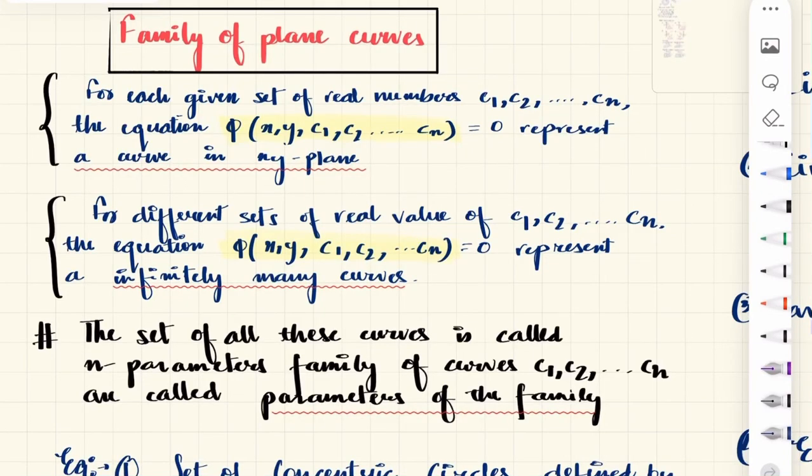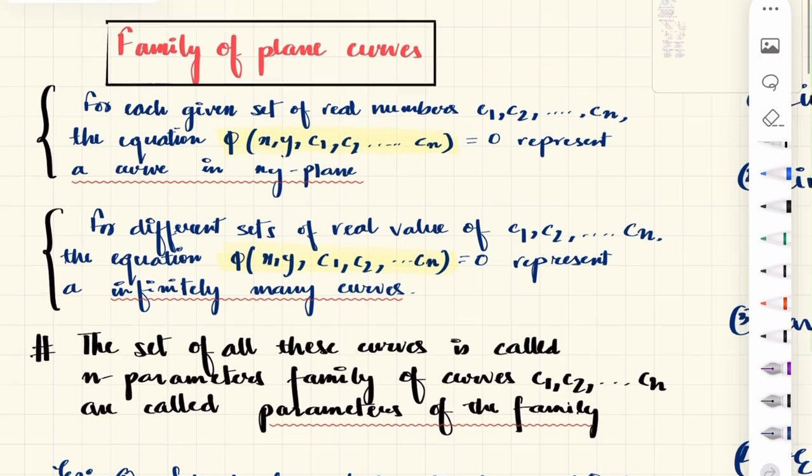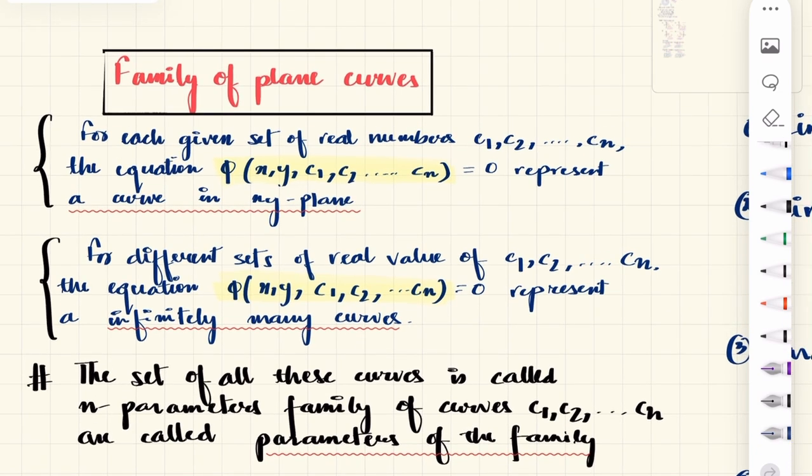Hello friends, so today we're going to look at a topic called family of plane curves. Okay, so this is the family of plane curves. So let's see the first statement.